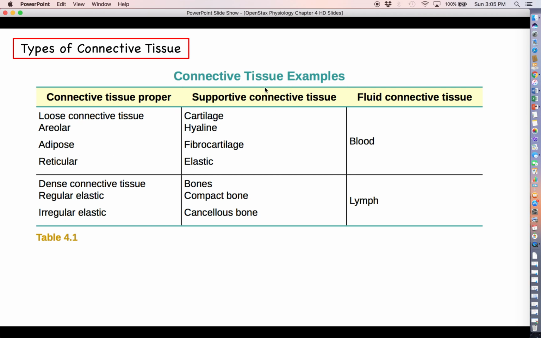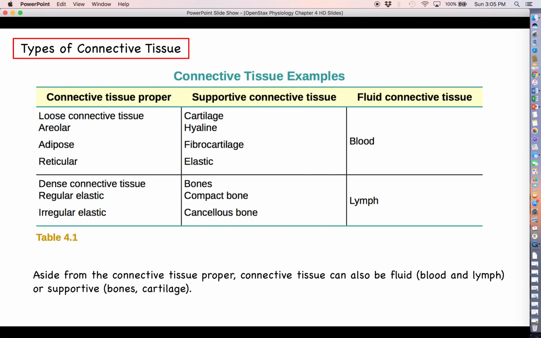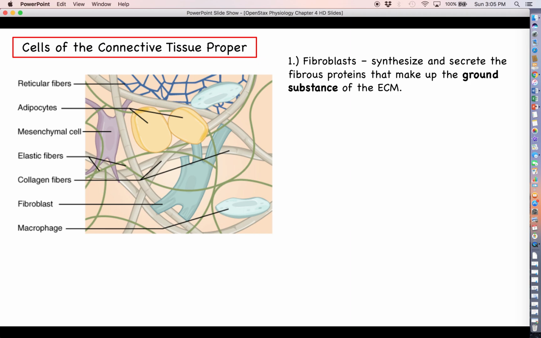In addition, there's also supportive connective tissue, which is maybe what you're more familiar with in terms of making connections to bones themselves, and things of this nature. And then finally, we have the fluid connective tissues, the types that you probably didn't think of as tissues at all, blood and lymph. So connective tissue can be fluid, in which you're talking about blood and lymph, or it can be a lot more solid in terms of being things like bone and cartilage and tendons and ligaments and things of that nature.